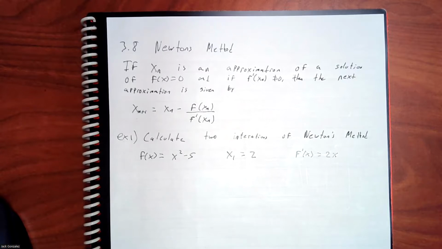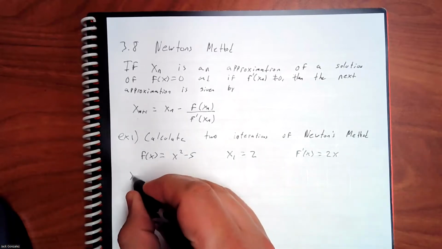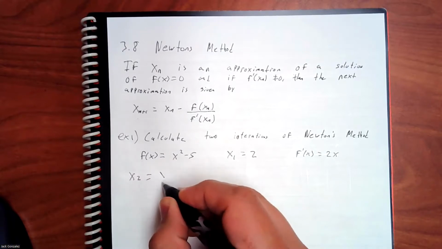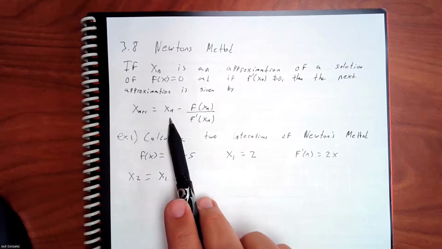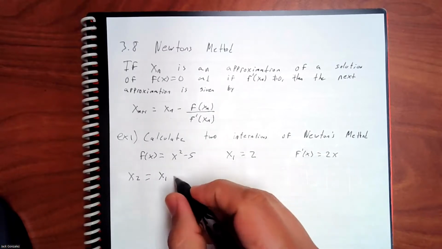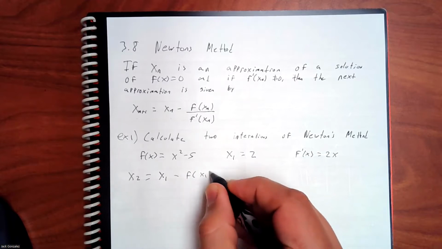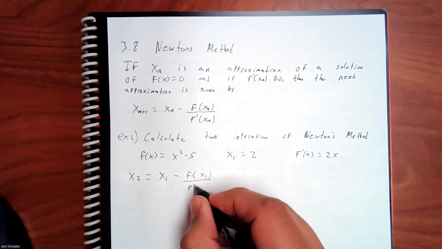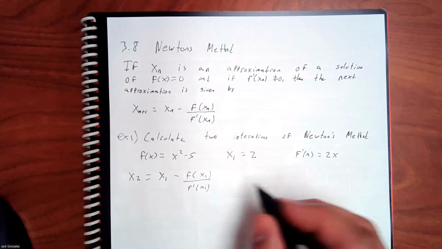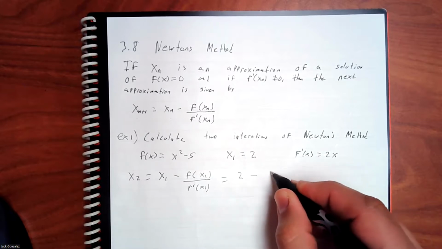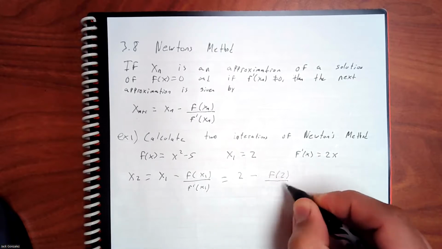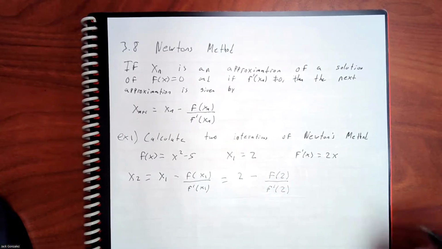Okay, so it says two iterations. So I need to find x2 and x3. So x2 is equal to x1, as the formula says. The next point is equal to the previous point minus the function at the previous point divided by the derivative at that point. So that will be 2 minus f of 2 over the derivative at 2.